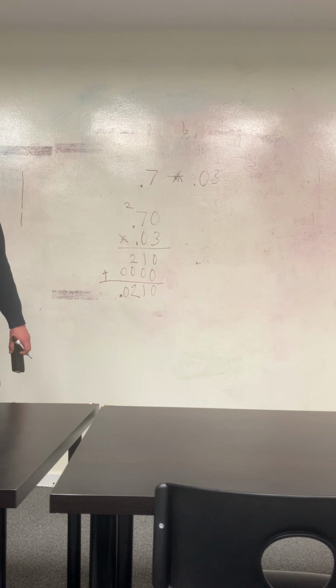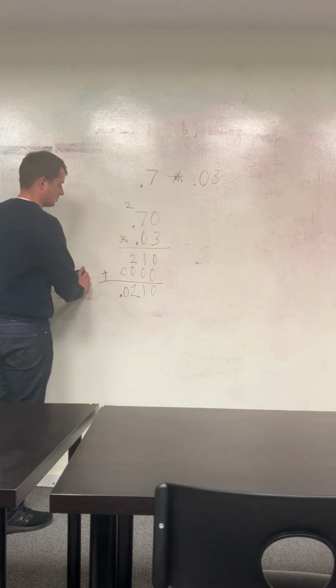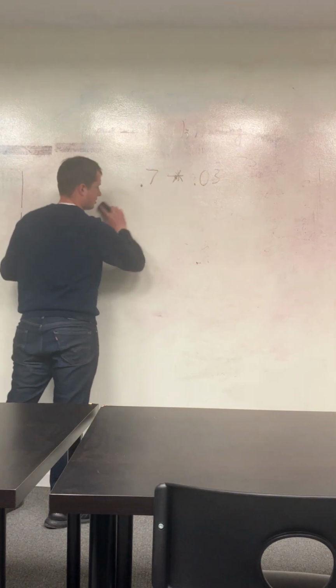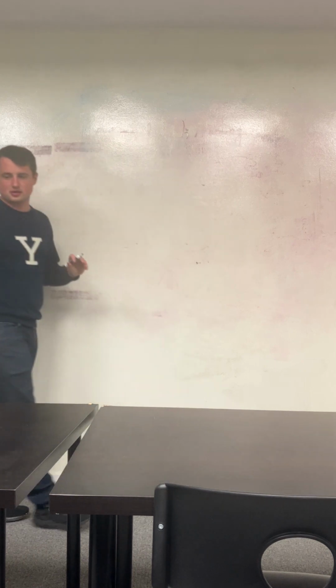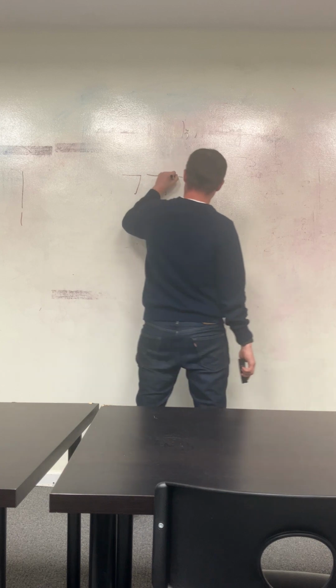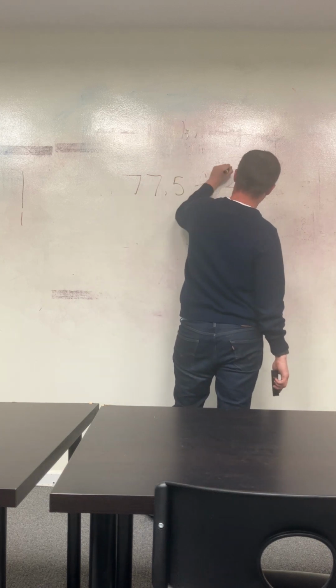Let's try division. Hope I don't mess this one up. Now 77.5 divided by 25.